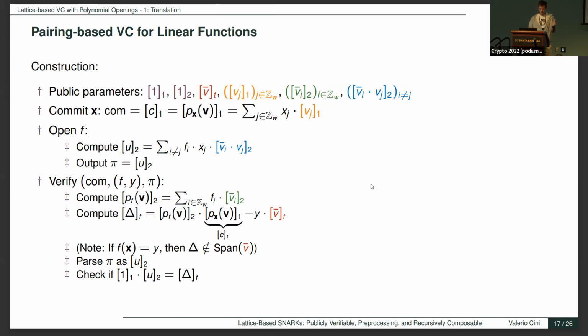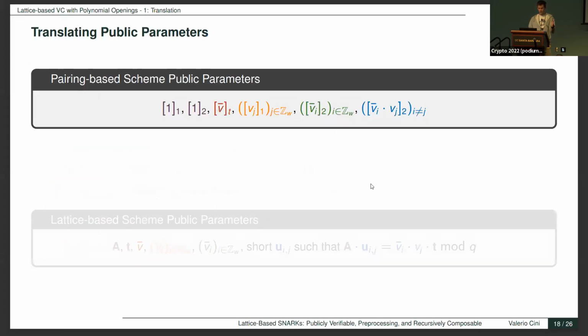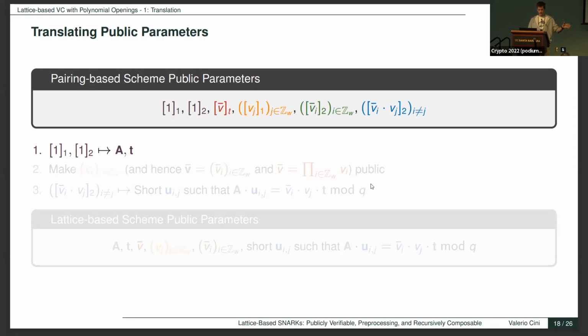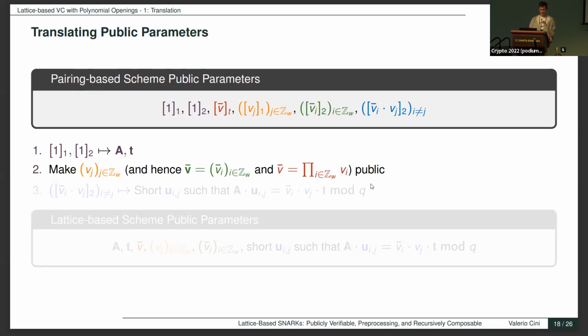Okay, so now let's try to translate this construction to the lattice setting, first starting with the public parameters. So these are the public parameters of the pairing-based construction. And then we will map the generators of the group into these two uniform matrices A and the target vector T. We will make all the variables Vj public so that anyone can compute on their own the target monomial V bar and the complement monomials Vi bars. And then we will translate the encoding of the cross terms Vi bar Vjs, which are needed to compute the opening proof, into short vectors Uij, such that A Uij is equal to Vi bar Vj times T.